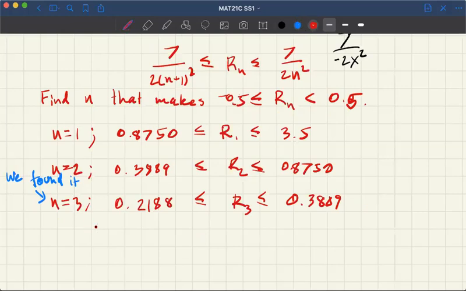I have a quick question. Yes. Is the only way of finding the right n to plug it into a calculator? Yes, I would say. Yeah. Thank you.